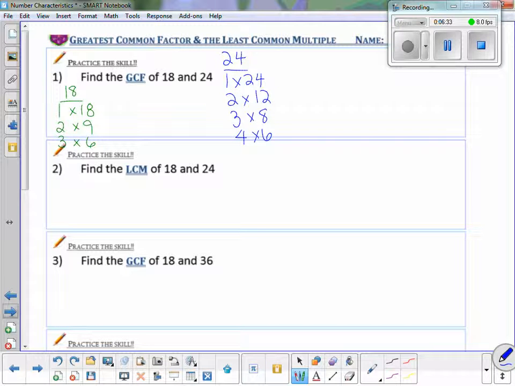6 times 4, we kind of have that one already, right? So we have all of our factors. Okay, now let's go ahead and list them. So for 18, we have 1, and I'm going to do these in order.